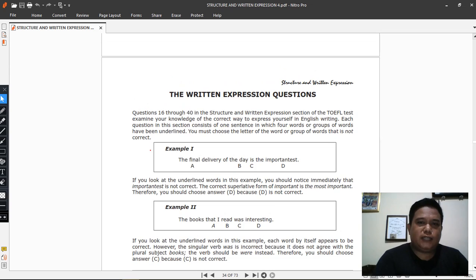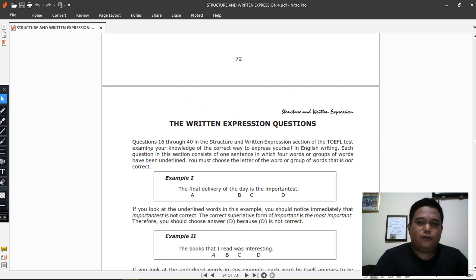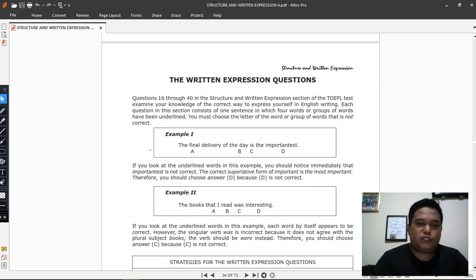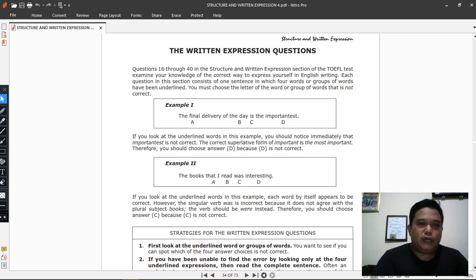So for today's lesson, we still do our books, page number 73. This is a new one: the written expression questions. Here we have example one. Here in the written expression questions, you are to find out which word is incorrect. There are four options here: A, B, C, and D. So you're going to choose which option is incorrect in the sentence.